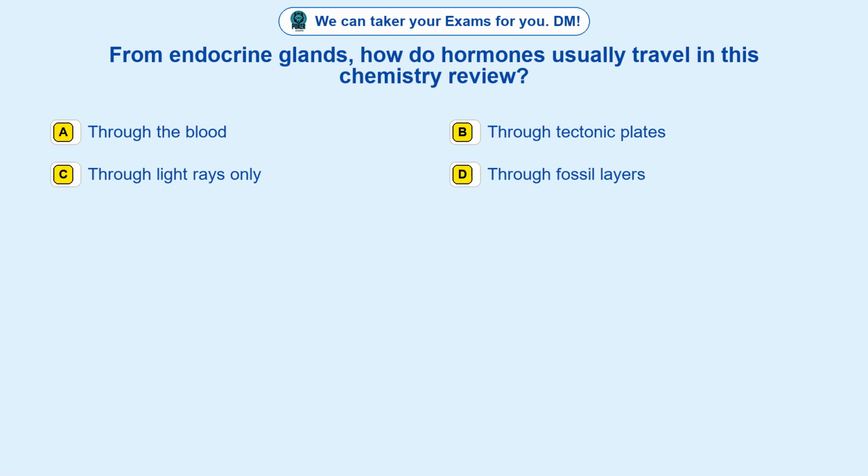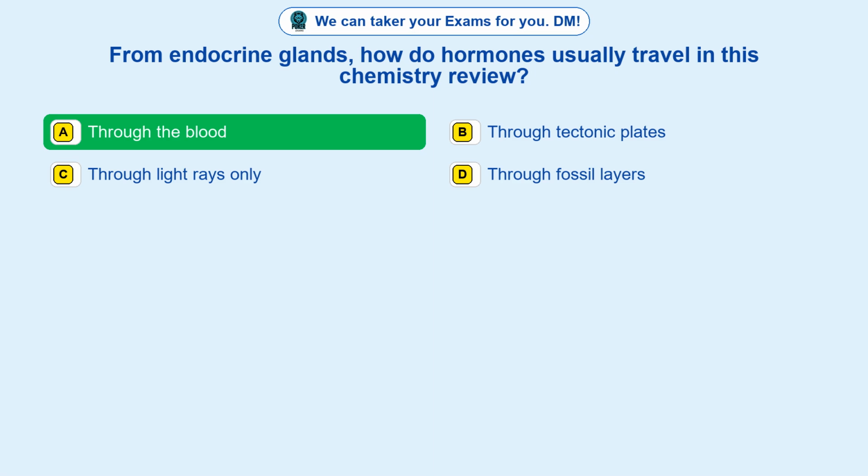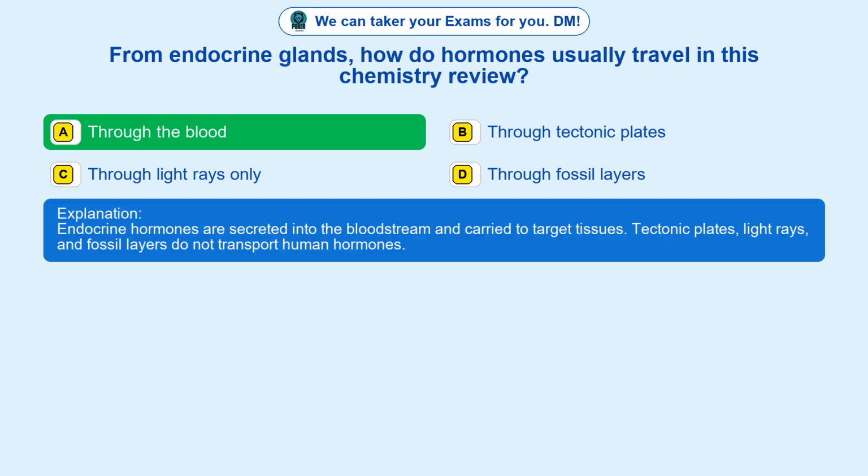Question 28. From endocrine glands, how do hormones usually travel in this chemistry review? Option A, through the blood. Option B, through tectonic plates. Option C, through light rays only. Option D, through fossil layers. The correct answer is option A, through the blood. Endocrine hormones are secreted into the bloodstream and carried to target tissues. Tectonic plates, light rays, and fossil layers do not transport human hormones.